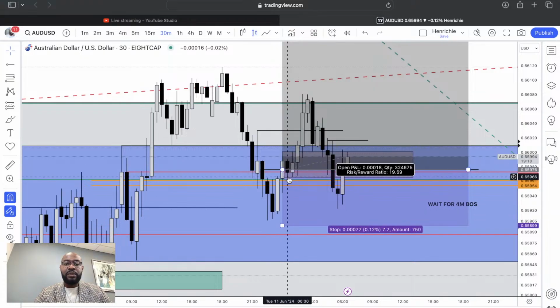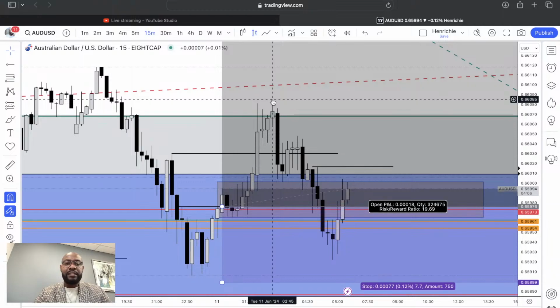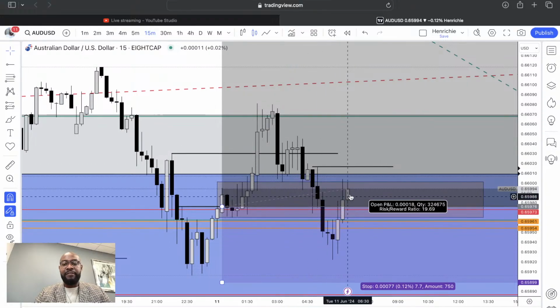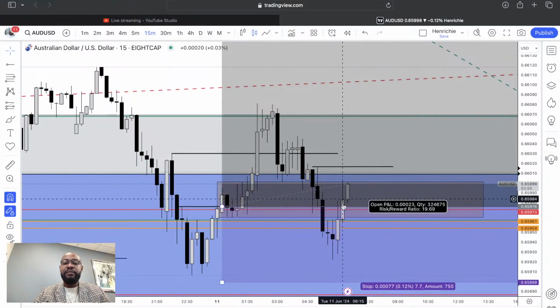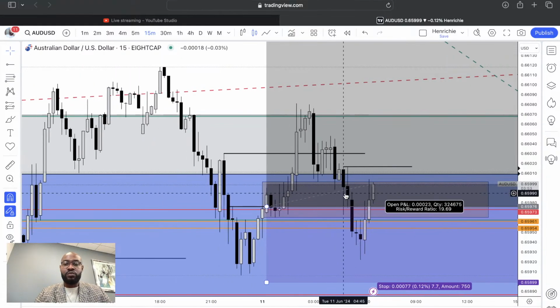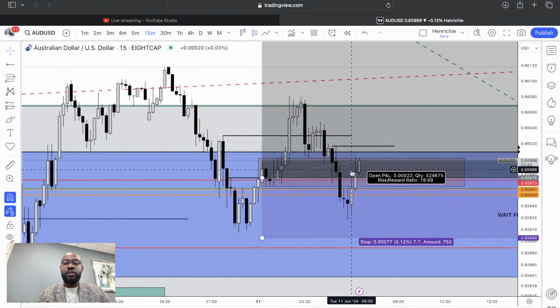Price came to our entry position, mitigated the entry position, had this spike to the upside, mitigated this inefficiency, and then we were seeing this retracement to the downside, and then eventually price is still getting back up again. So personally, the only thing we're going to do is wait as well to see what the market is going to do. Overall, I still remain bullish on Aussie dollar, bullish on Euro US dollar.